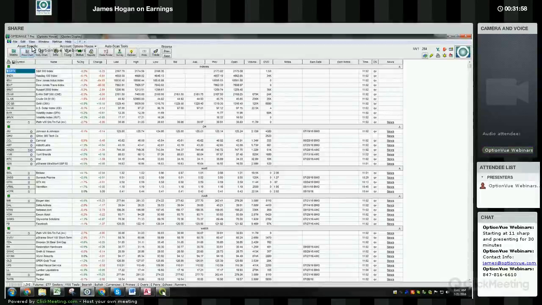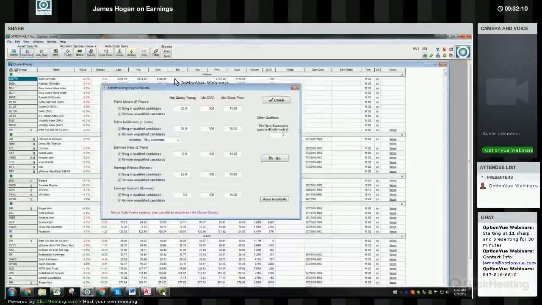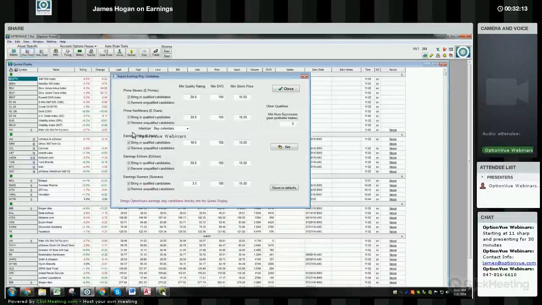What you would do when you receive the earnings module is you're prompted every Monday to run the import earnings plays function. Okay, and this is what it looks like. This is the default setting right here. You've got 1, 2, 3, 4, 5 types of trades that you're going to run the report for. What it's doing is running a back test, so to speak, against all of the optionable candidates that fit these parameters.